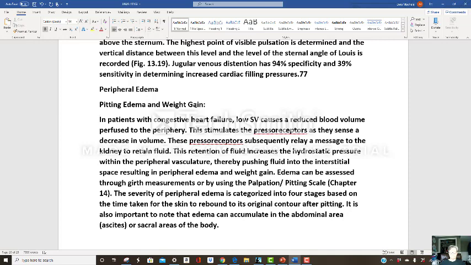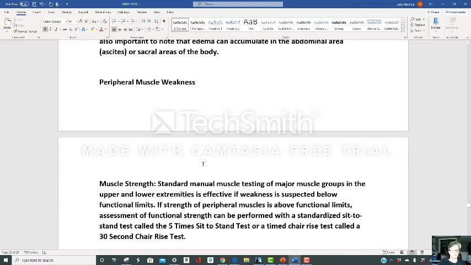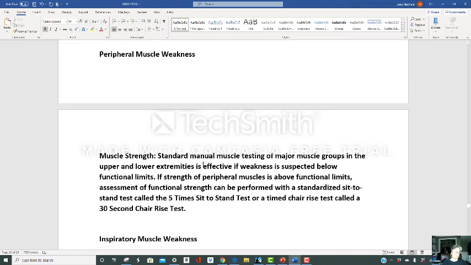The severity of peripheral edema is categorized into 4 stages based on the time taken for the skin to rebound to its original contour after lifting. It is also important to note that edema can accumulate in the abdominal area, ascites, or sacral areas of the body. Peripheral muscle weakness, muscle strength.